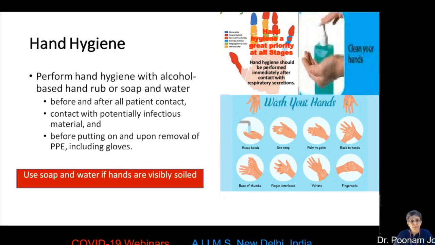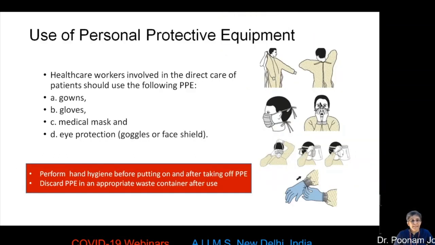So hand hygiene should be performed immediately after contact with respiratory secretions, and as and when you feel that you have touched the patient or the patient's belongings, which act as fomites. The second important component of standard precautions is the use of personal protective equipment. Healthcare workers involved in direct patient care should make use of the following PPE: gowns, gloves, medical mask, and eye protection, including goggles or face shield.